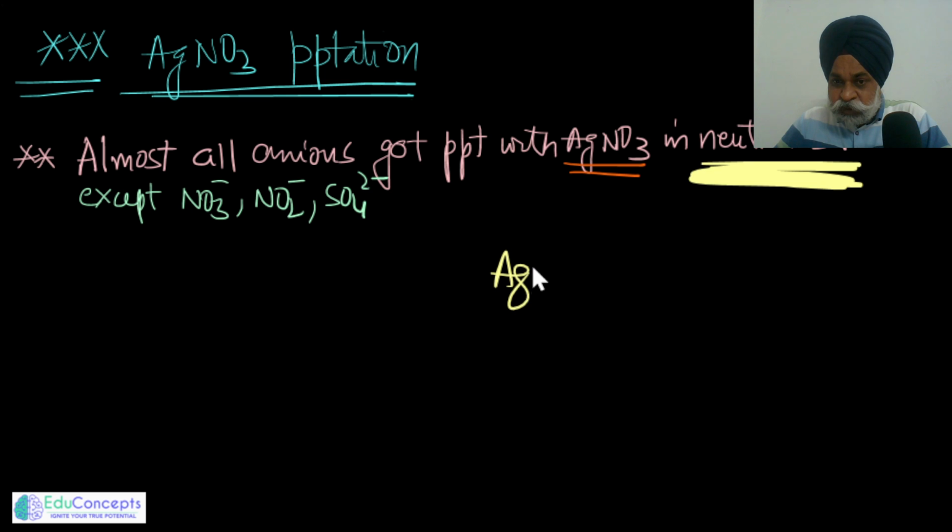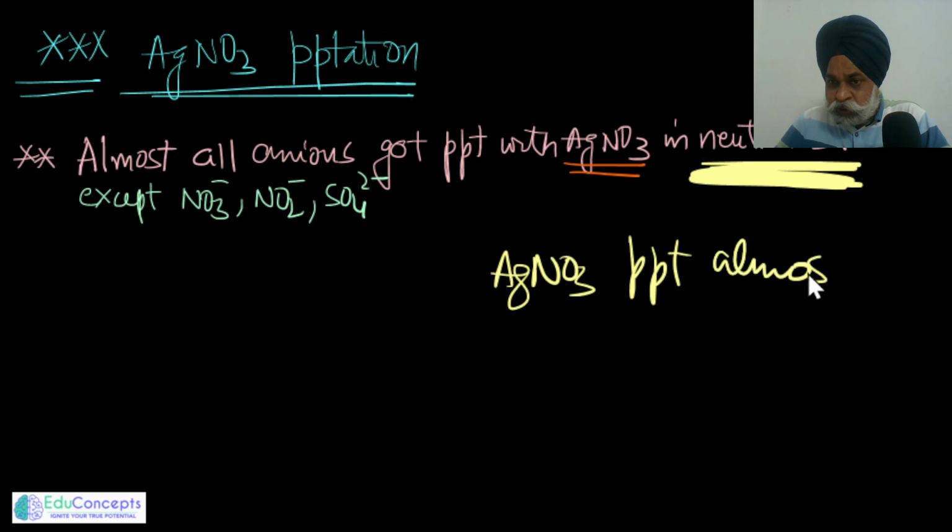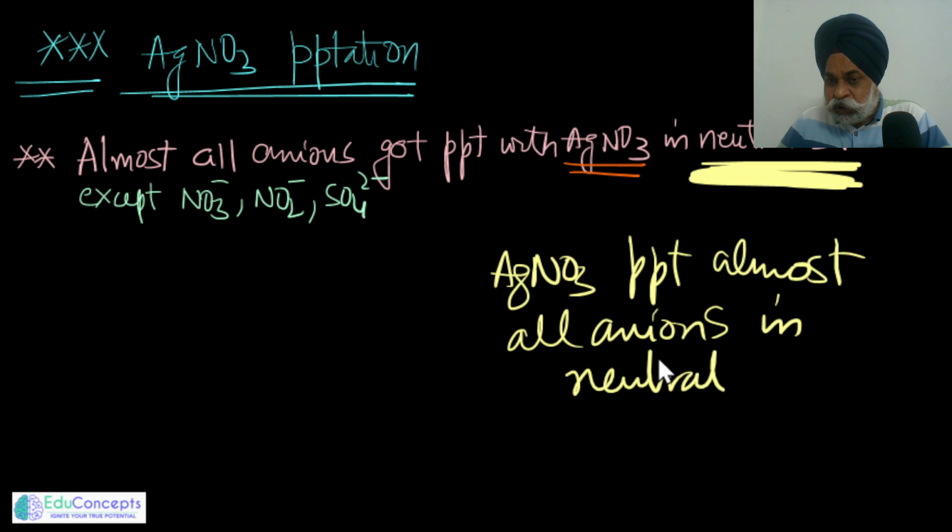So AgNO3 precipitates almost all anions in neutral condition. Neutral condition means pH should be near 7. If some anion is making the solution acidic or basic, you have to set the pH with the addition of ammonia so that neutral condition is achieved, and then only the precipitation would occur.